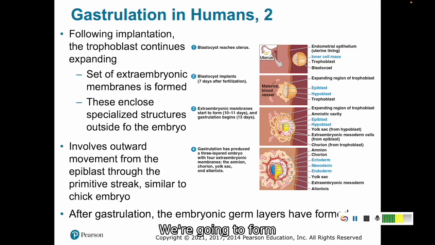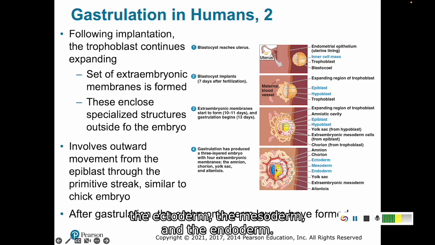We're going to form outward movement of the epiblast through the primitive streak, just like what we just saw in the chick embryos. And after gastrulation, we have our three embryonic germ layers: the ectoderm, the mesoderm, and the endoderm.